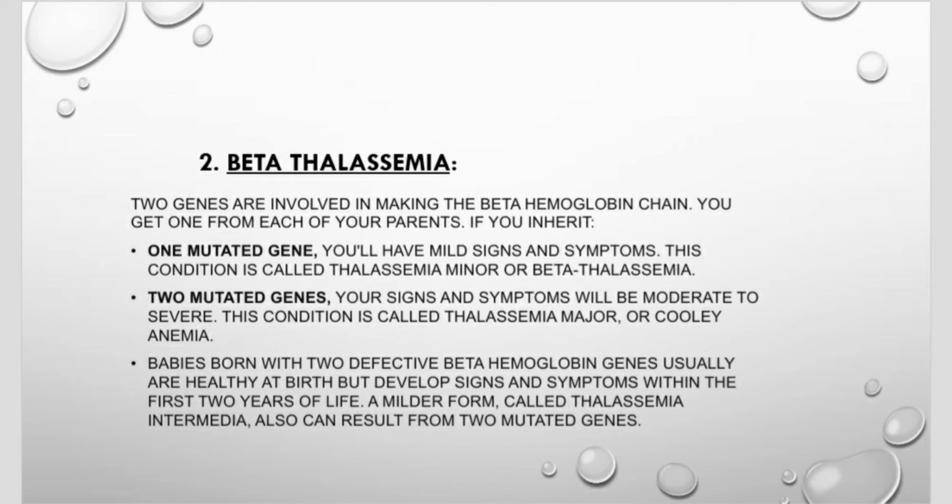That means when a baby is born with two defective beta hemoglobin genes, usually they are healthy at birth. But within the first 2 years of life, it develops signs and symptoms. Thalassemia intermedia, which is a middle form of thalassemia, can also result from the two mutated genes.